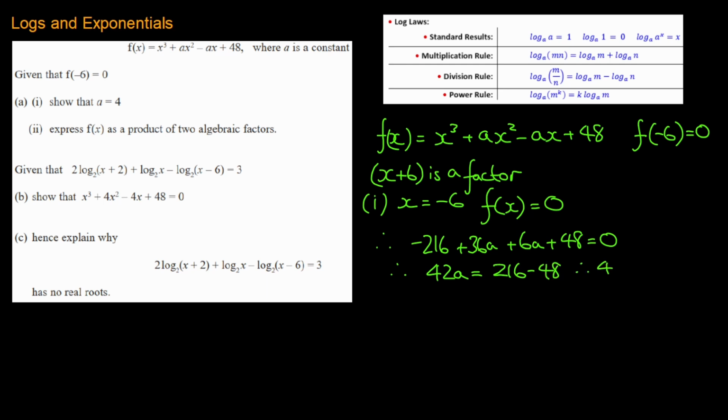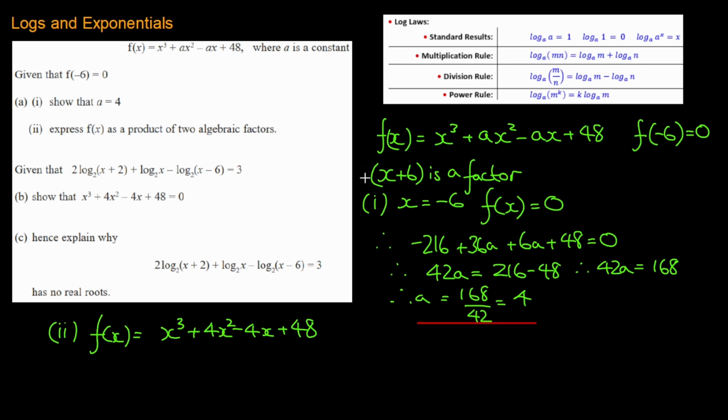So therefore 42a is equal to 168, and therefore a is equal to 168 divided by 42, which indeed is 4. So we've proved the first answer. Still no sign of logs yet, as we're asked to express f(x) as the product of two algebraic factors. Given that we know that x plus 6 is a factor, if I take x plus 6 out of this cubic, I will generate a quadratic.